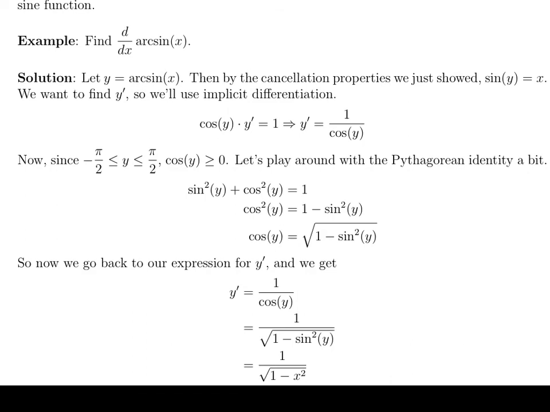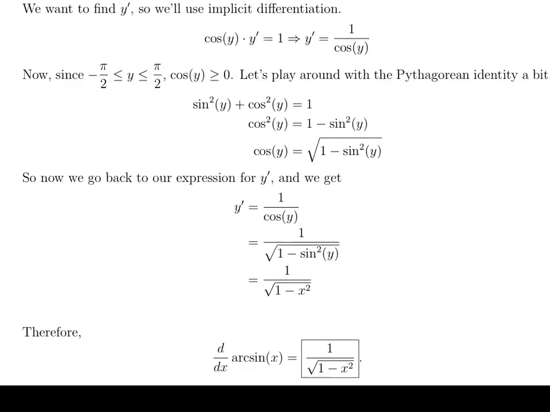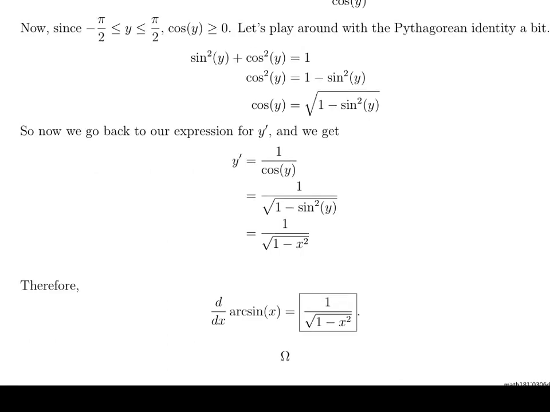By making that replacement, we just get 1 over the square root of 1 minus x squared. That's it. That's the thing that we wanted to calculate. The derivative of the arcsine function is 1 over the square root of 1 minus x squared. Okay, that's all for now.